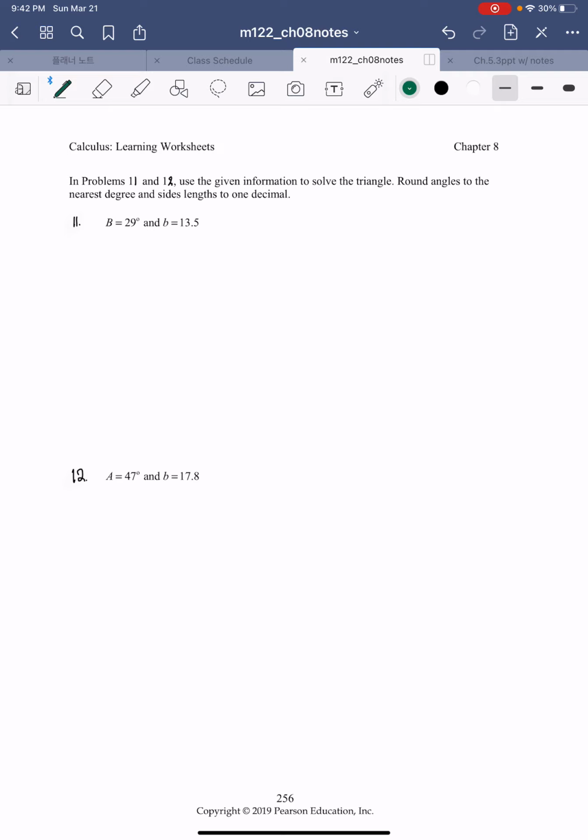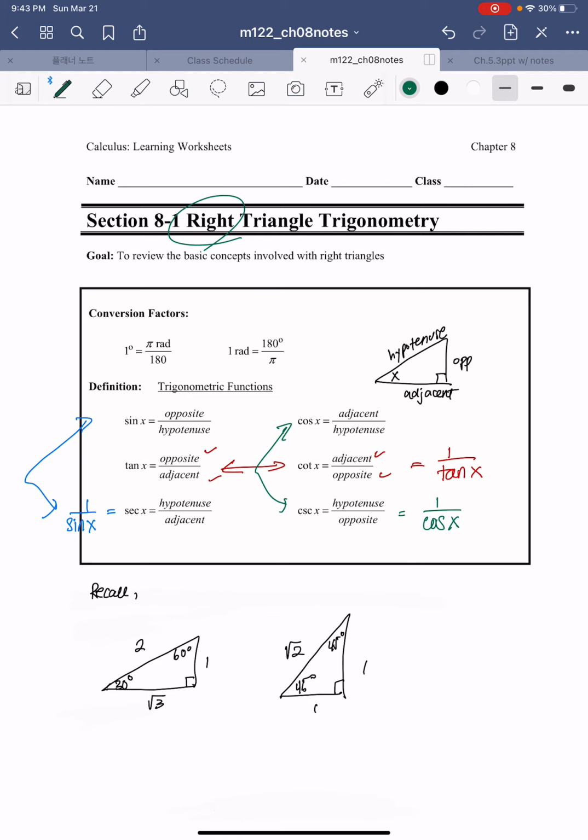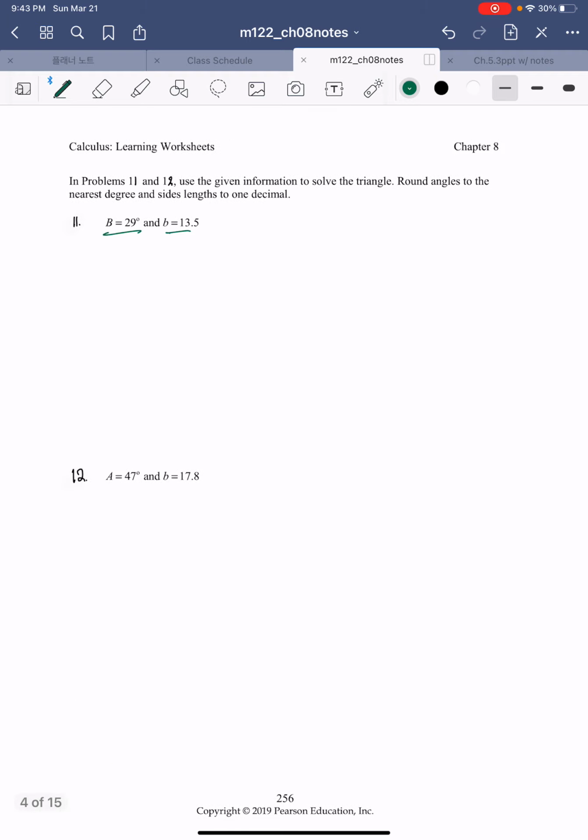So here, we are given a triangle with some information, and we need to find some missing things, right? We are given angle B, and we are dealing with all right triangles in this class. So we'll assume that one of the angles is 90. So we draw a triangle. Let's label the vertices A, B, and C. And then B is 29 degrees.